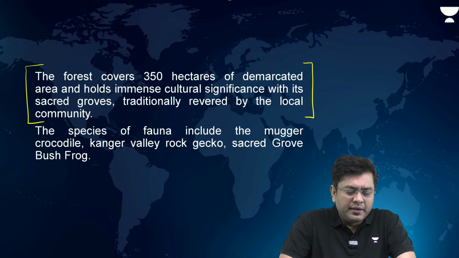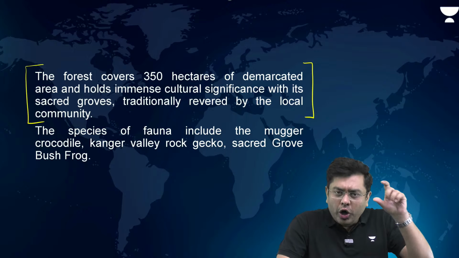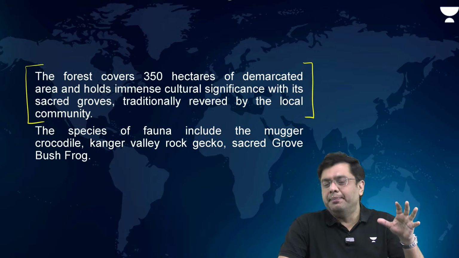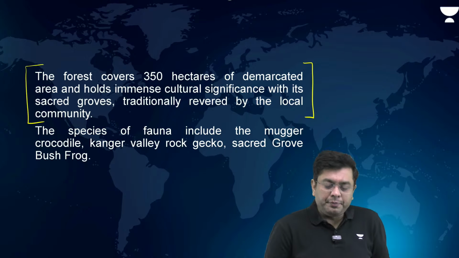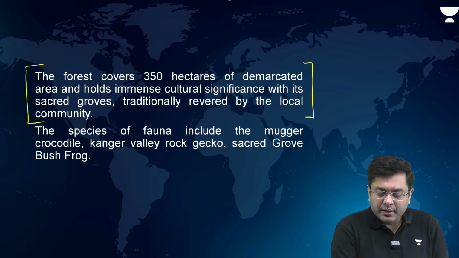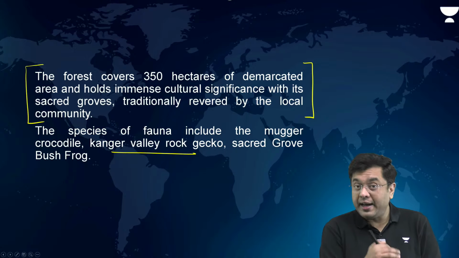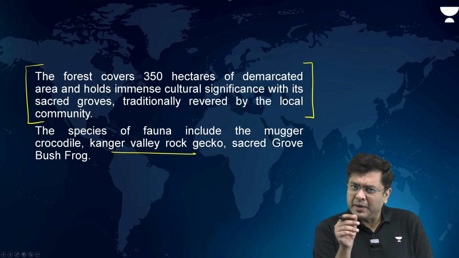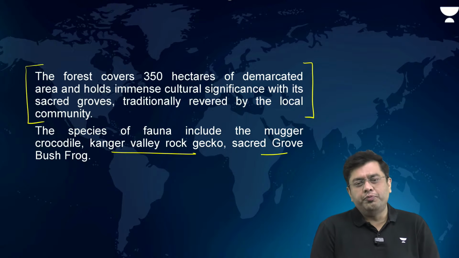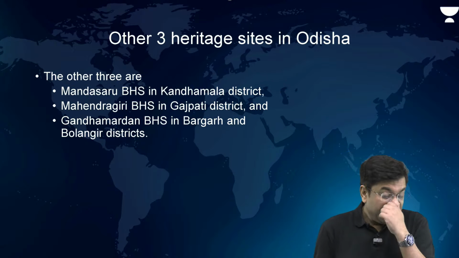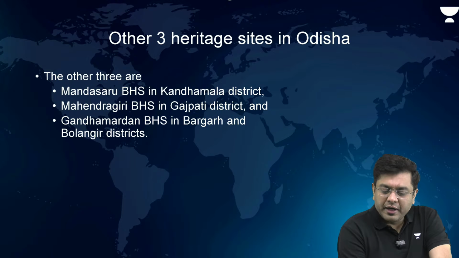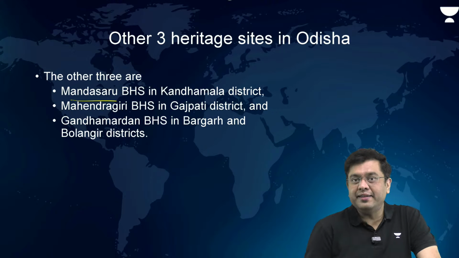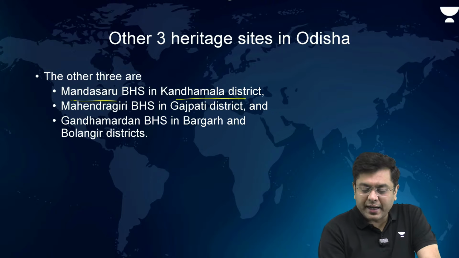Here, the Oran sacred groves are situated in Rajasthan. So all those groves, that is something you have to keep in mind. This year it becomes important. Species of fauna: mugger crocodile, the Kangar Valley gecko, like a lizard, and the sacred grove bush frog are to be found. Other 3 biodiversity heritage sites of Odisha, you have Mandasaru, that is situated in the Kandhamal district.